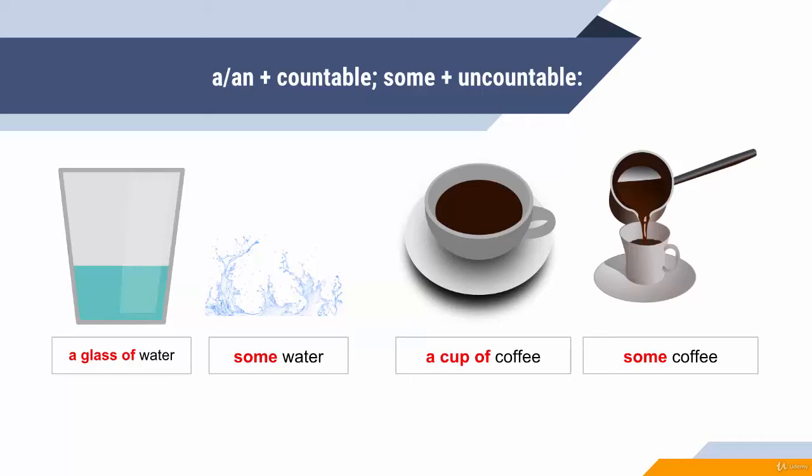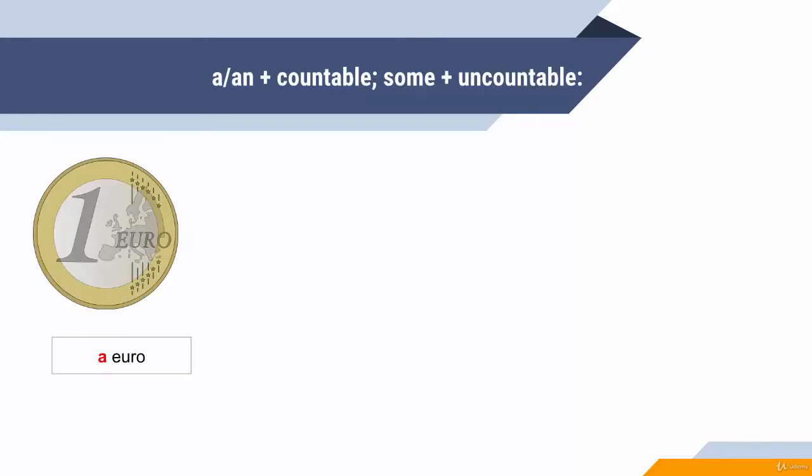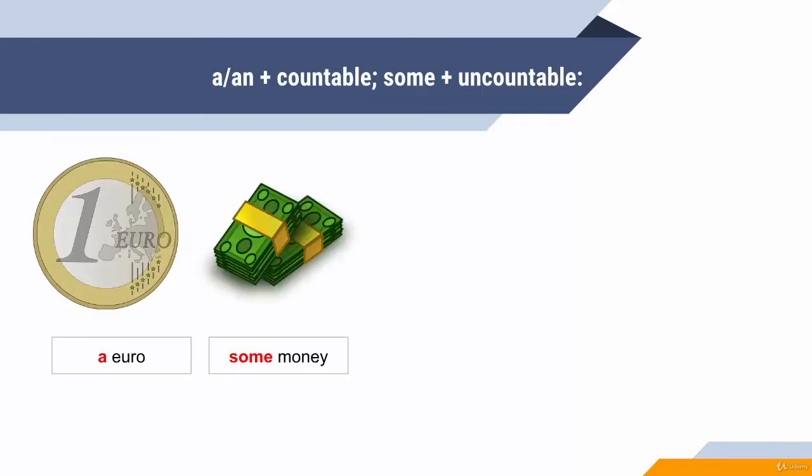So, to make an uncountable noun countable, as you see from these examples, there are two ways. The first way, to use a and to specify what. For example, a glass of or a cup of. The second way is to use some plus the uncountable noun. More examples. You say a euro, but some money.